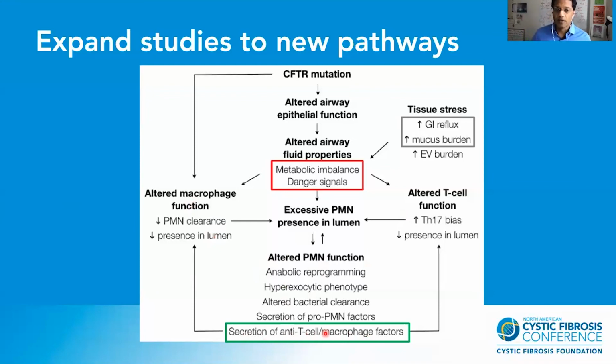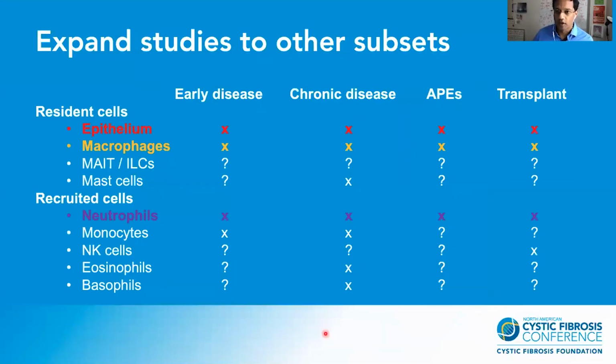So these are examples of the new pathways I think we can target. So we can expand studies to those new pathways. We should also expand our studies of inflammation in CF to other subsets. I highlighted epithelium, macrophages, neutrophils. We talked a lot about them today. There's a lot of other cells that are resident in the lung or that are recruited from blood into the lung. And we don't really know what these cells do at the different stages of CF disease. So that's really something that I look forward to in the future.